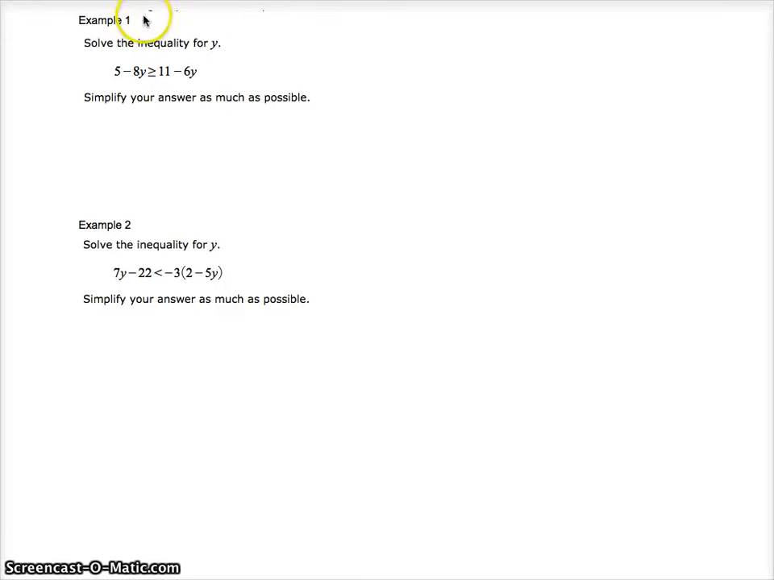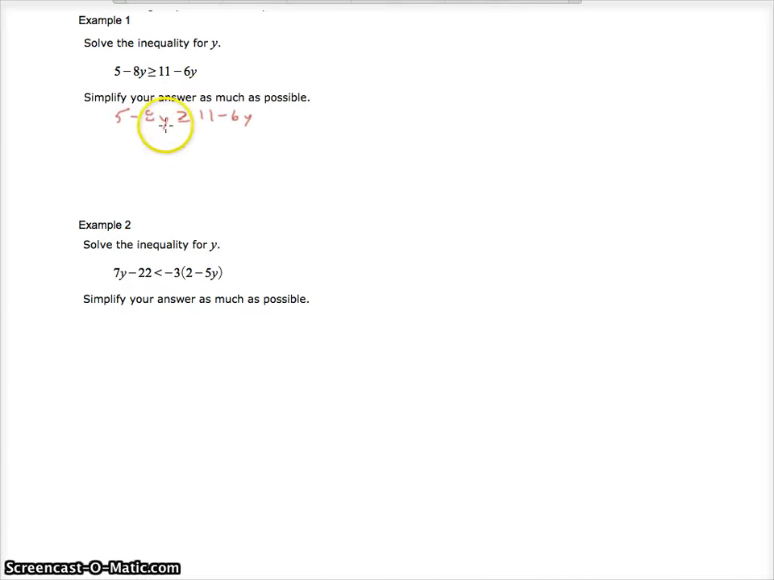Hello, welcome to part two of solving linear inequalities, and this is solving inequalities with multiple occurrences of the variable. Here I've got 5 minus 8y is greater than or equal to 11 minus 6y.